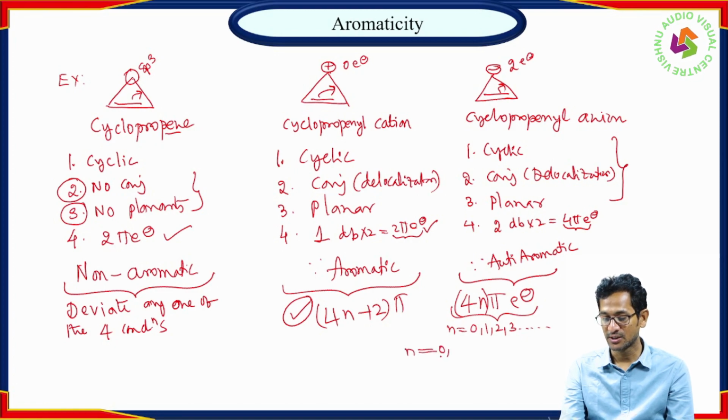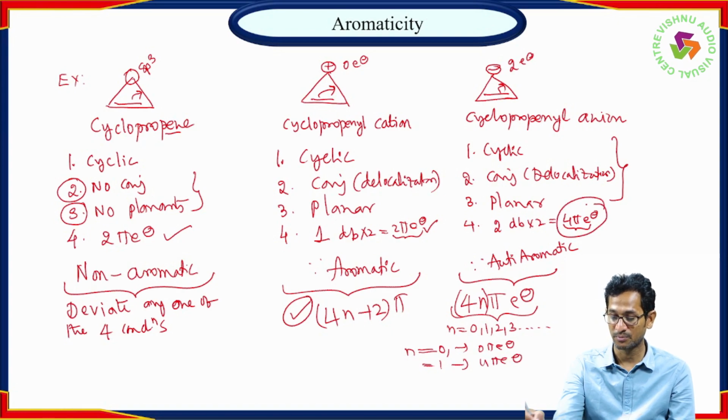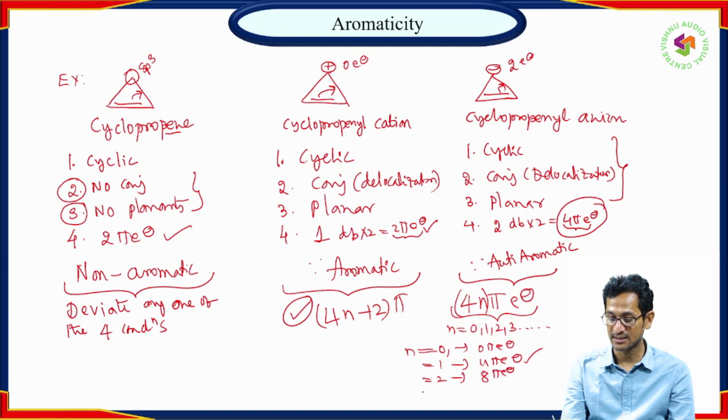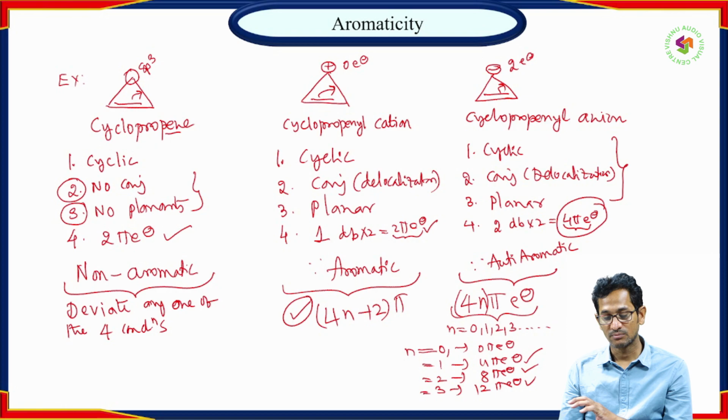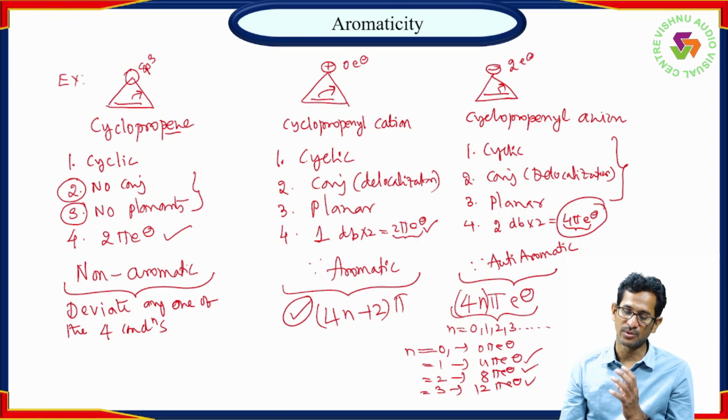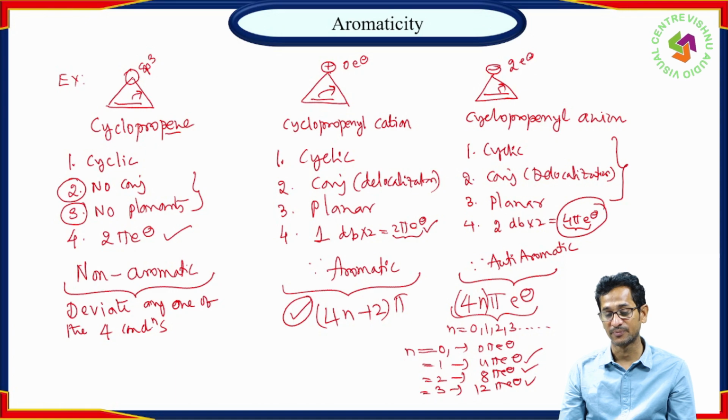So, if n is equal to 0, then it is 0 pi electrons. If n is equal to 1, 4 pi electrons, see here 4 pi electrons. If n is equal to 2, 8 pi electrons. If n is equal to 3, 12 pi electrons, right? Like this we have to discuss. So, from this we have to identify which is a non-aromatic compound, aromatic compound or anti-aromatic compound, right?